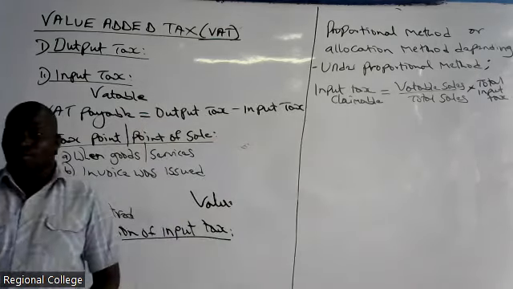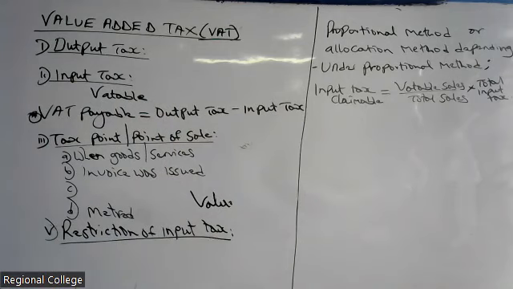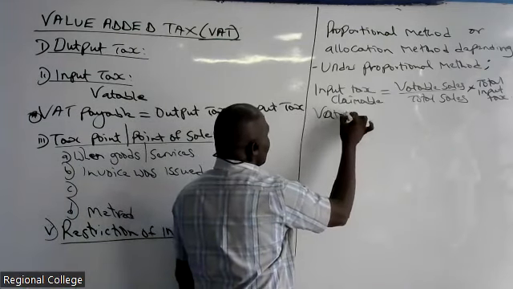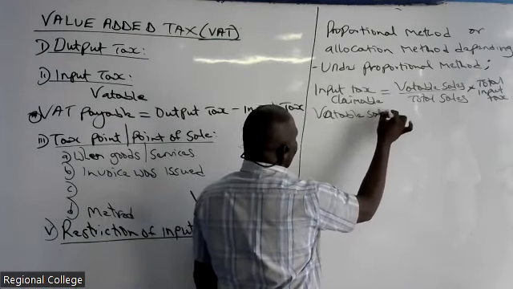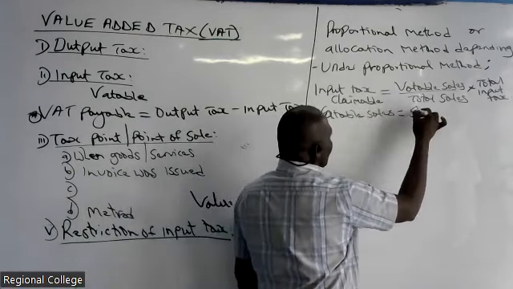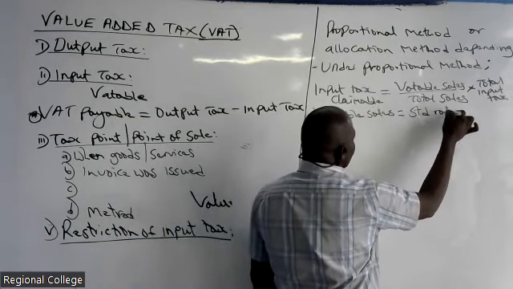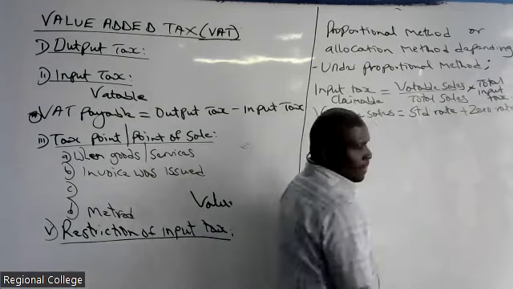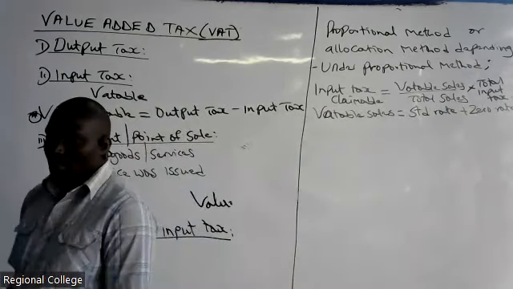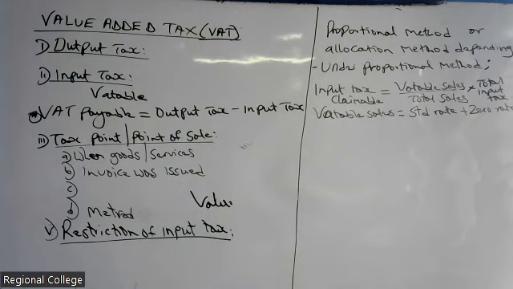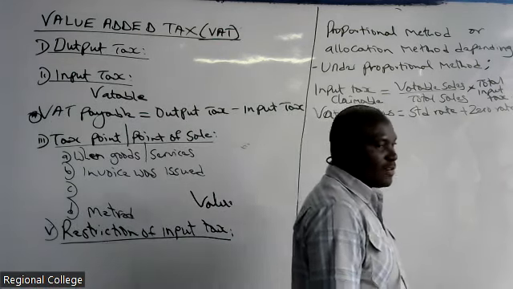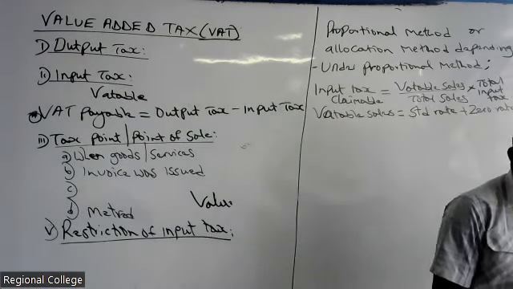So taxable sales over total sales times the total input tax. Of course, where taxable sales equals standard rate plus zero rate sales. Total sales equals total taxable plus exempt.